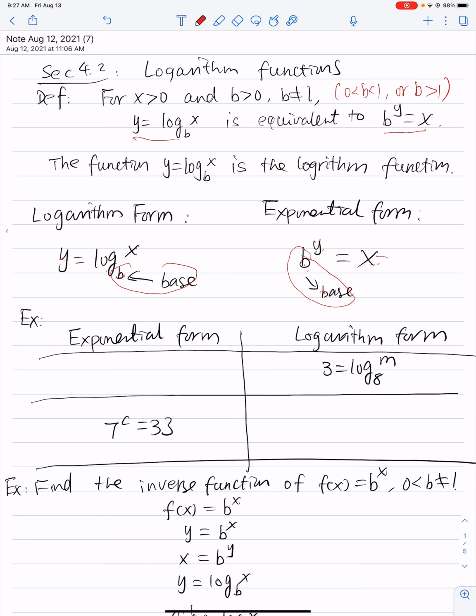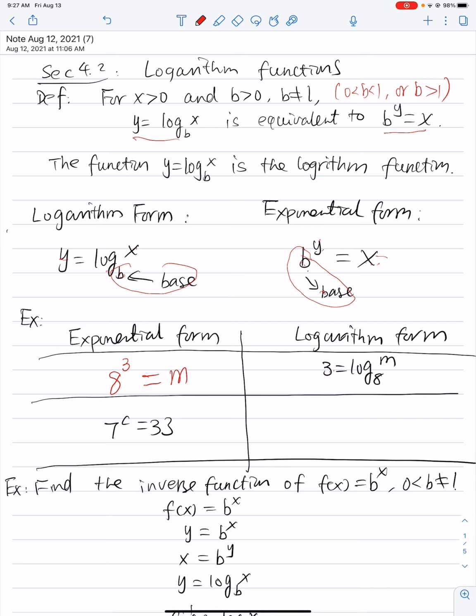So logarithm form: 3 equal to log_8 m. And what is the base here? 8. So you will write 8, and then equal. You used to have m and 8 on the same side. Now where does m go? It goes to the other side. And where does the 3 go? It goes to the same side as the base 8. So that will be the exponential form.